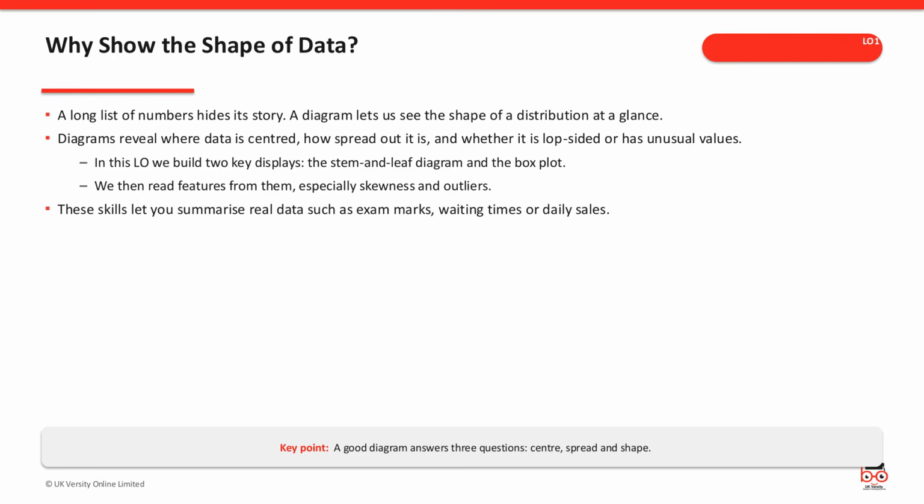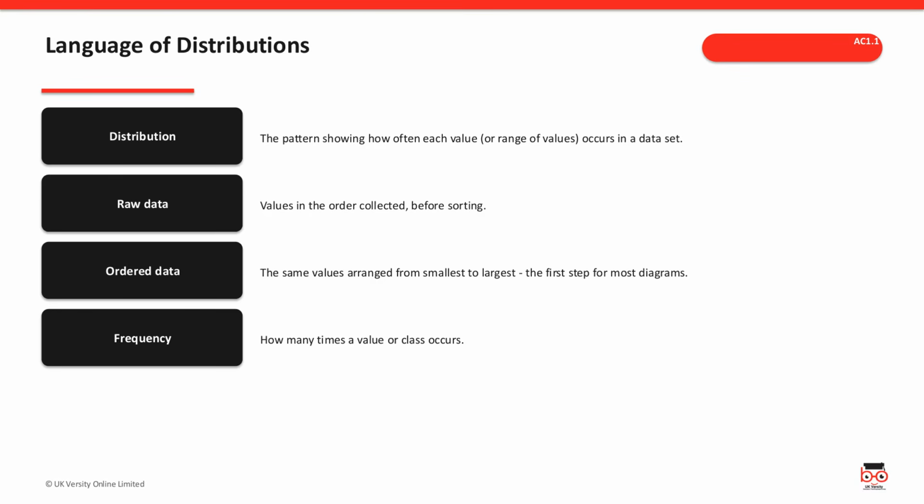Where's the data centered? How spread out is it? And is it lopsided? Across this outcome, we'll build 2 displays, the stem and leaf and the box plot, and use them to read features like skew and unusual values from real things such as exam marks or GP waiting times. Before we draw anything, let's get the vocabulary straight.